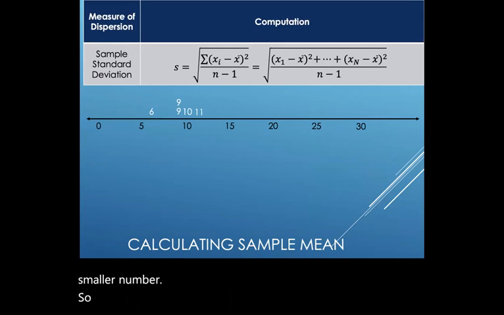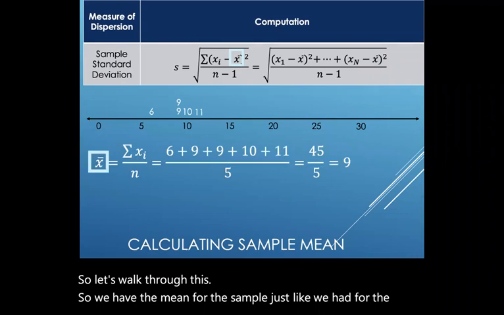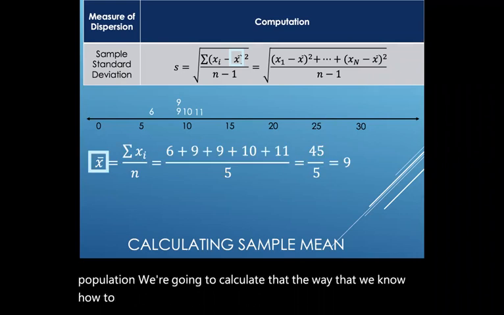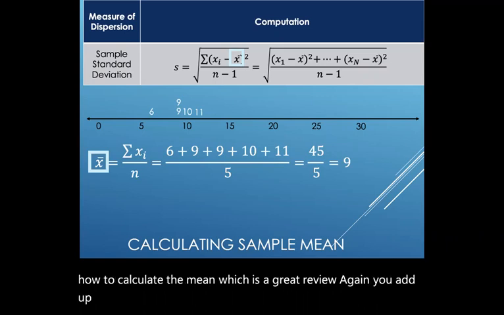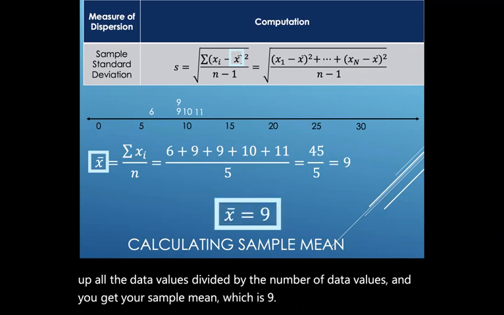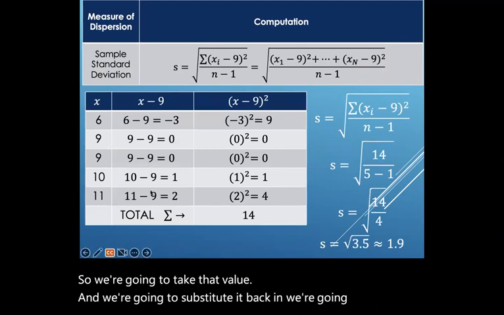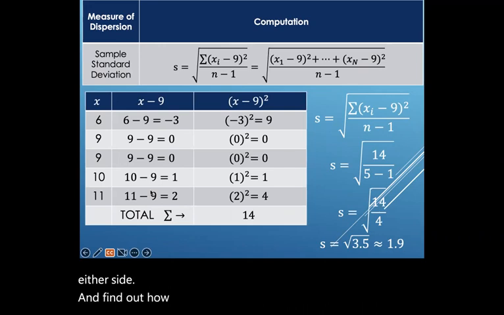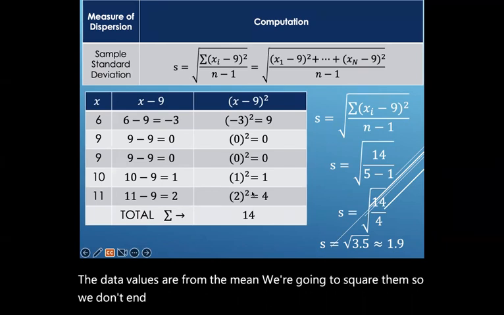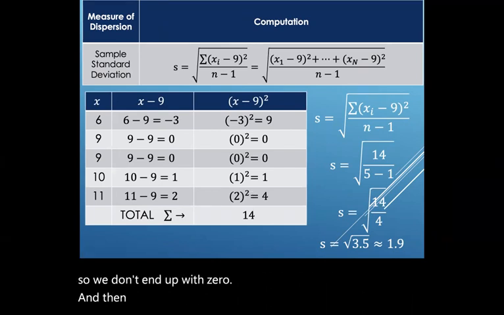So let's walk through this. So we have the mean for the sample, just like we had for the population. We're going to calculate that the way that we know how to calculate the mean, which is a great review again. You add up all the data values, divide by the number of data values, and you get your sample mean, which is 9. So we're going to take that value and we're going to substitute it back in. We're going to subtract either side and find out how far apart the data values are from the mean. We're going to square them so we don't end up with 0. And then we're going to take that total for that column, substitute it into the formula.